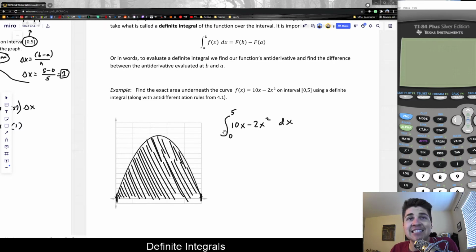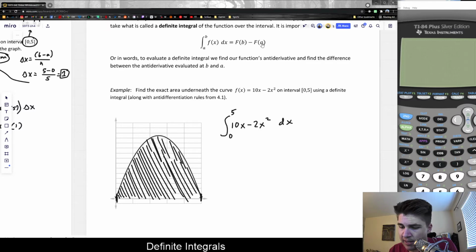Assuming it's above the x-axis. And if it's below, it still works, but we'll talk about that more later. But anyways, as we talked about in class, we did a couple examples, and I wanted to do a few more. We always want to start by finding, well, what is capital F, and then plugging it in.